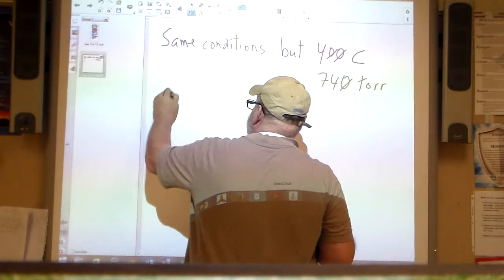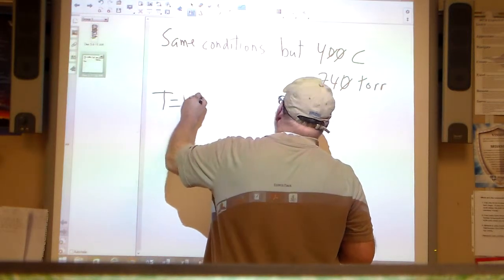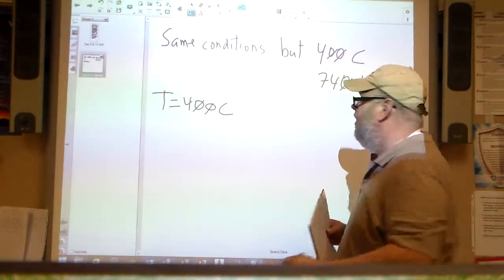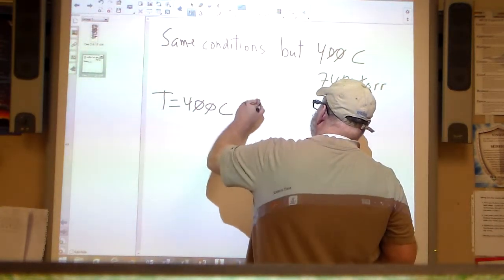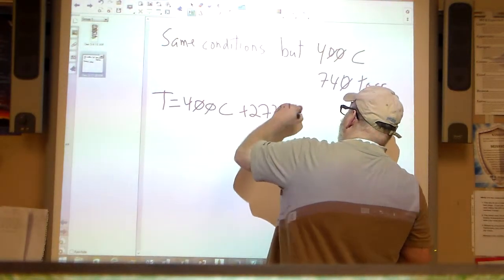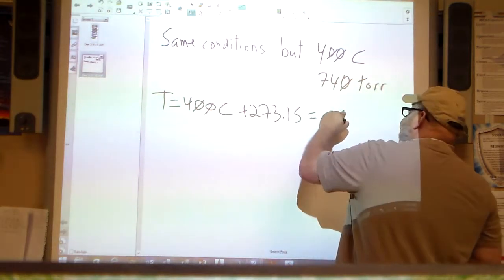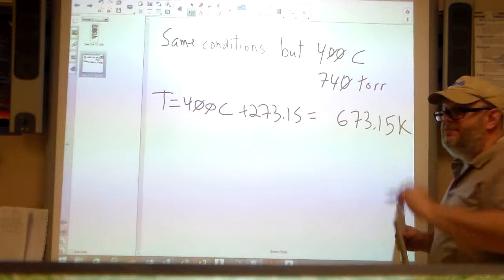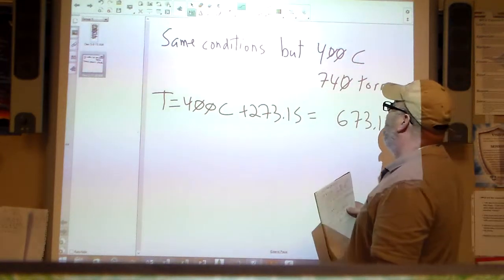I know that my temperature is equal to 400 Celsius, but I need to change it to Kelvin. So to change it to Kelvin, I need to add 273.15, and that's going to give me 673.15 Kelvin. So that's my temperature that I am going to be working with.